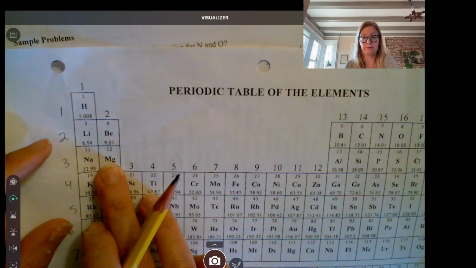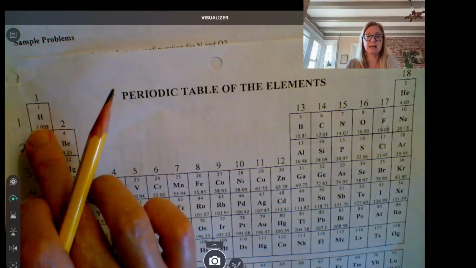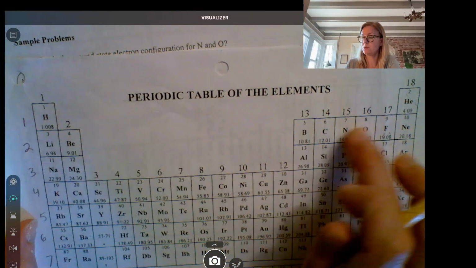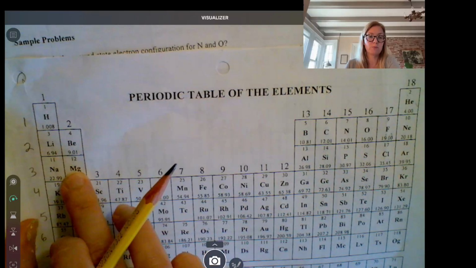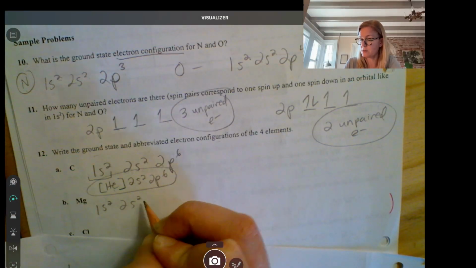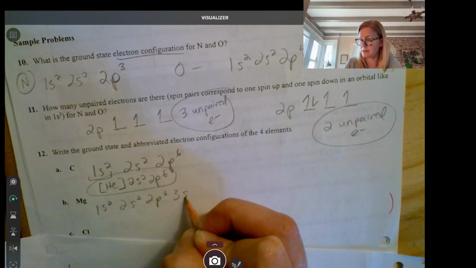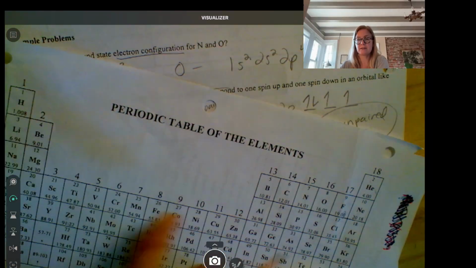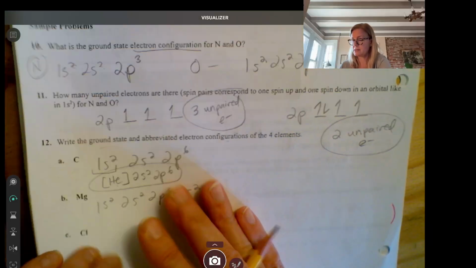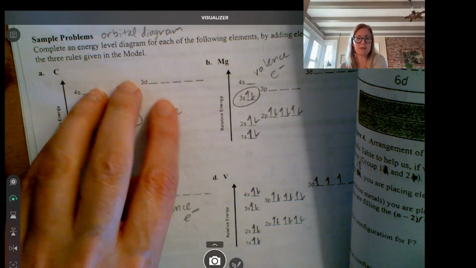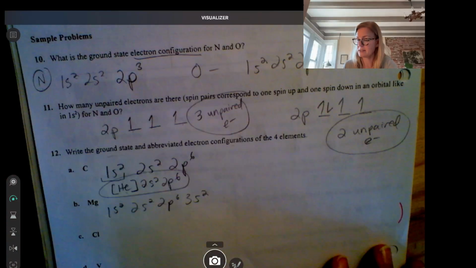Magnesium has 12, so I'm going to use the periodic table to trace my way through. 1s2, 2s2, 2p6, 3s2, and we're done. If you don't trust yourself tracing this, you can always, for now, trace your way up one of these as well. You might not have this on the AP exam, but you'll always have a periodic table.